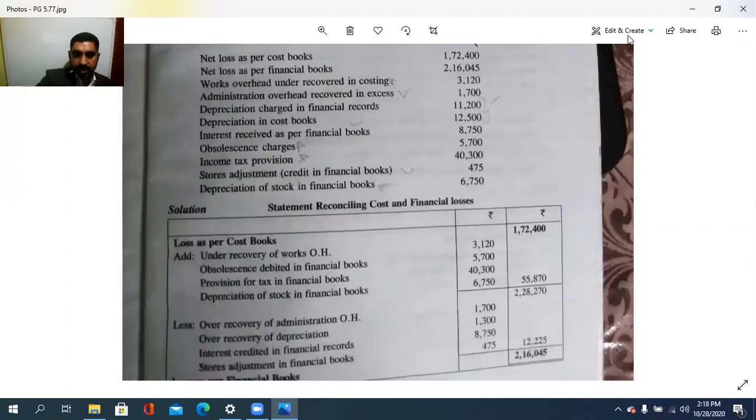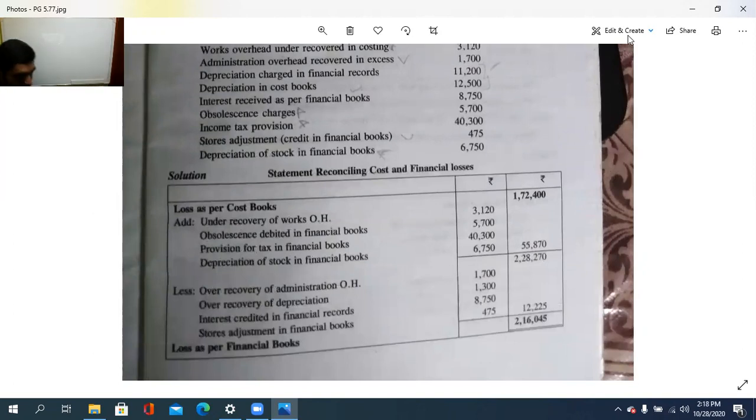So how is this to be prepared? Firstly, a statement reconciling cost and financial books. That is what it denotes, a profit reconciliation or loss reconciliation statement. Here it is reconciling cost and financial losses, so it is a loss reconciliation statement. First, the loss as per cost books. How much is it? 172,400. Then add some items.